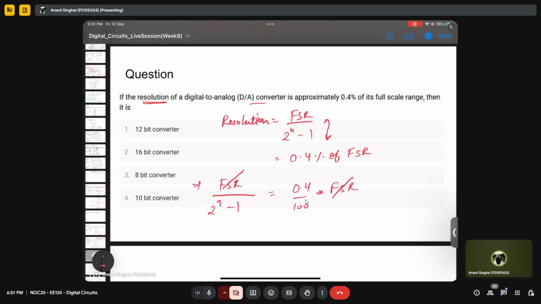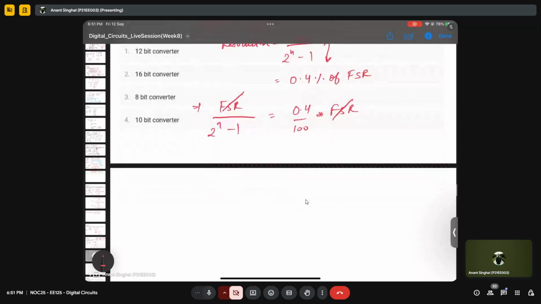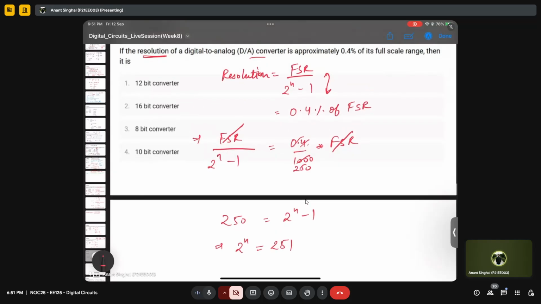and this will give me 250. So 250 is 2 raised power n minus 1, which will give me 2 raised power n equals 251. So what is the minimum number of bits that we require to represent this 251? We need to check that.